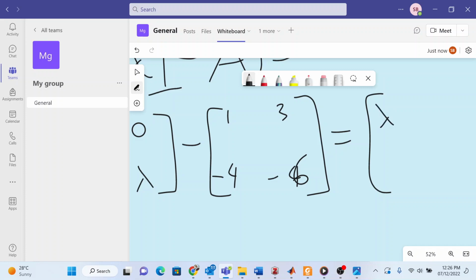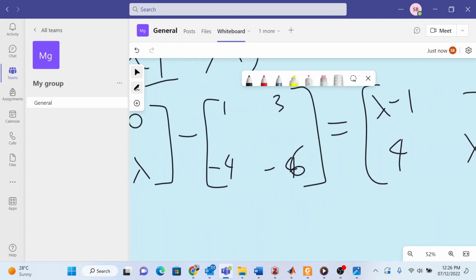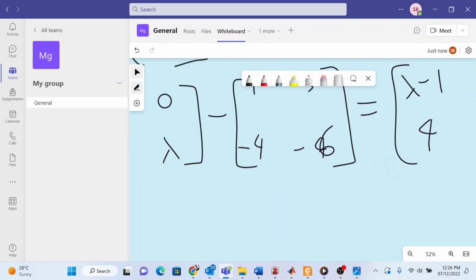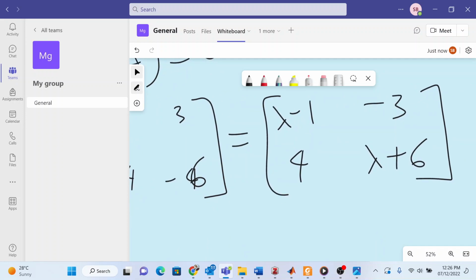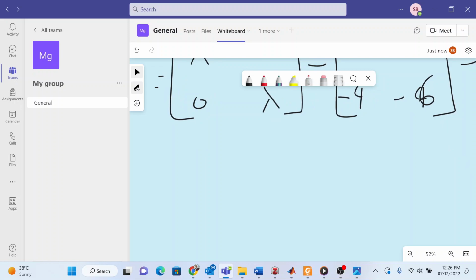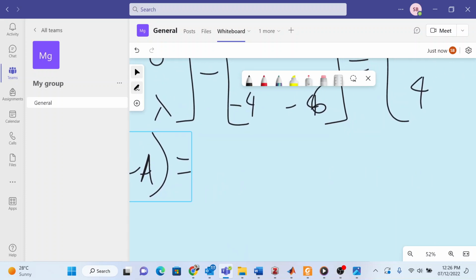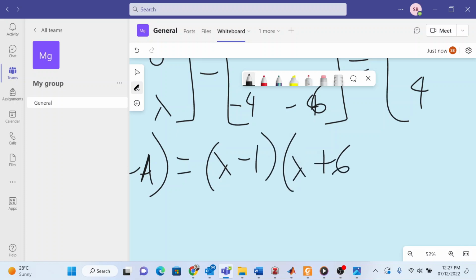We're going to get lambda minus 1, and this is 4, and this is going to be minus 3, and this is going to be lambda plus 6. So this one as it is now, we will now find the determinant. Determinant is multiply the major diagonal, subtract the minor diagonal from it. So that will be determinant of lambda I minus A is equal to lambda minus 1, then lambda plus 6 plus 12 equals to 0.